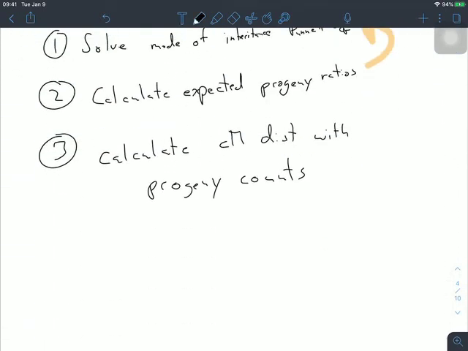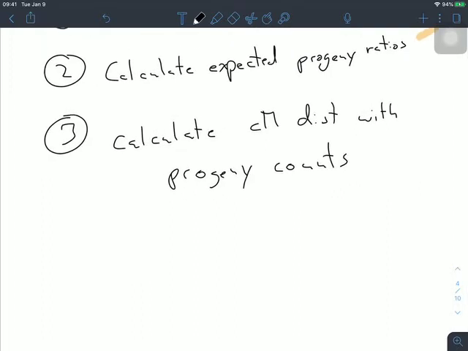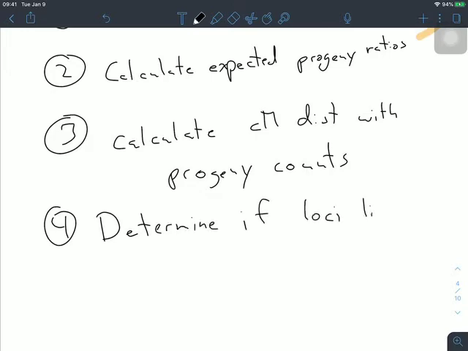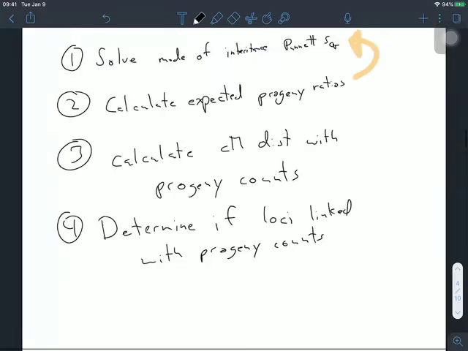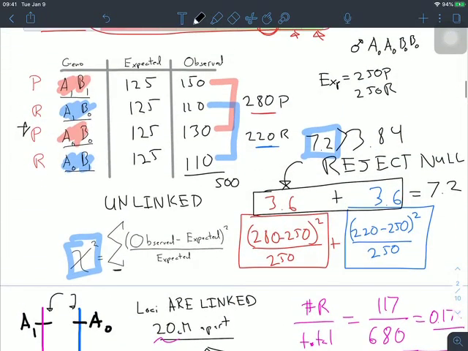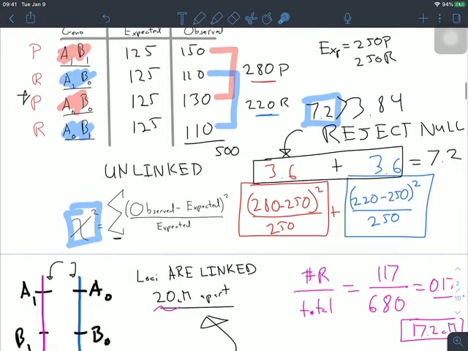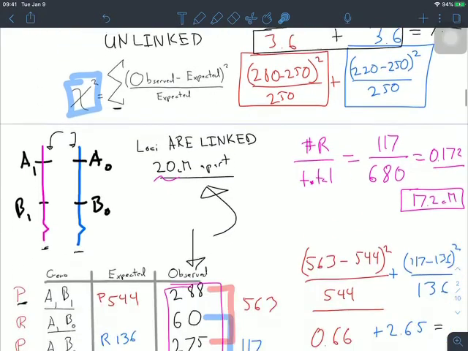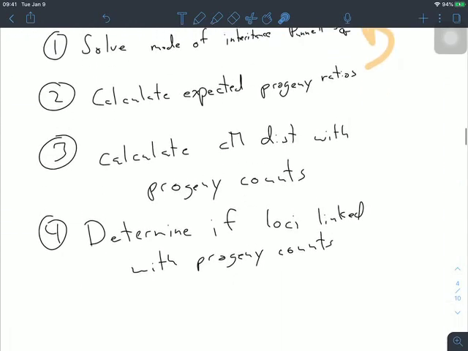Number 4 is determine if the loci are linked using progeny counts. And so that means going back to our first problems where the null expectation is that they are unlinked, and then you are using observed counts and expected counts, where the expected counts are all 50-50, and seeing whether you can reject or accept the null hypothesis there. So that's something that we've done a fair bit of.